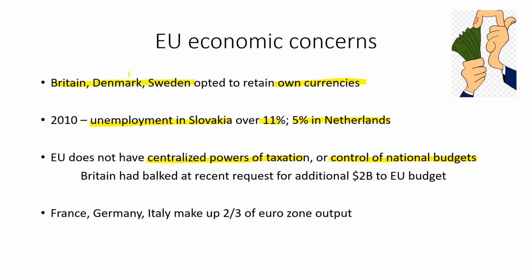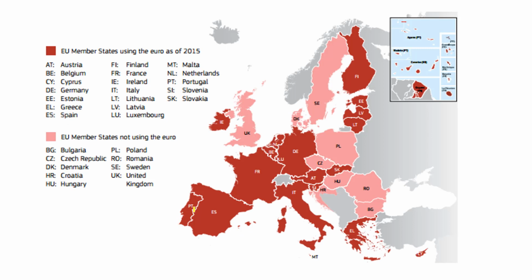And just like with any other power rule in nature and human behavior, we see that just a handful of states are providing the vast majority of the GDP output. Three states there, France, Germany, Italy, make up about two-thirds of the Eurozone output. These are the states that are using the euro, and then these are the states not using the euro.